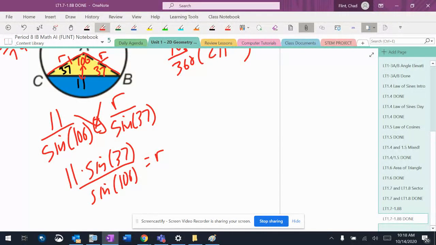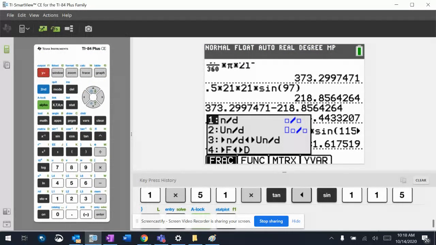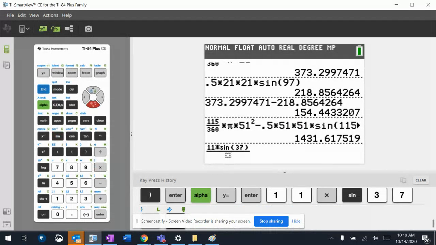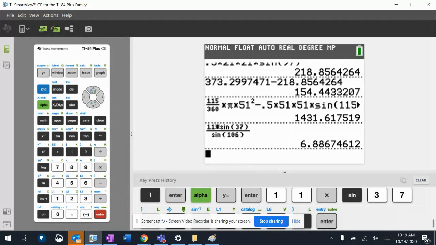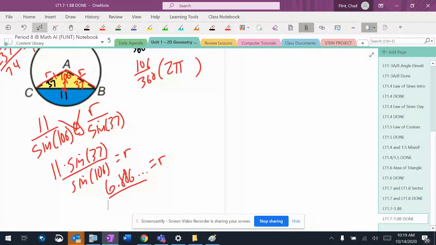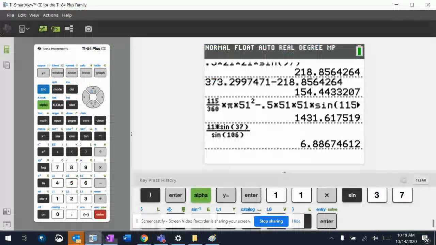So I'll put that in the calculator. I skipped showing you how I got there, but I'm thinking we're all good. So 11 times sine of 37 divided by sine of 106. So there's my radius, 6.886. So 6.886 equals the radius. So that is super neat math work in right there. So I'm going to take this and put it in the calculator.